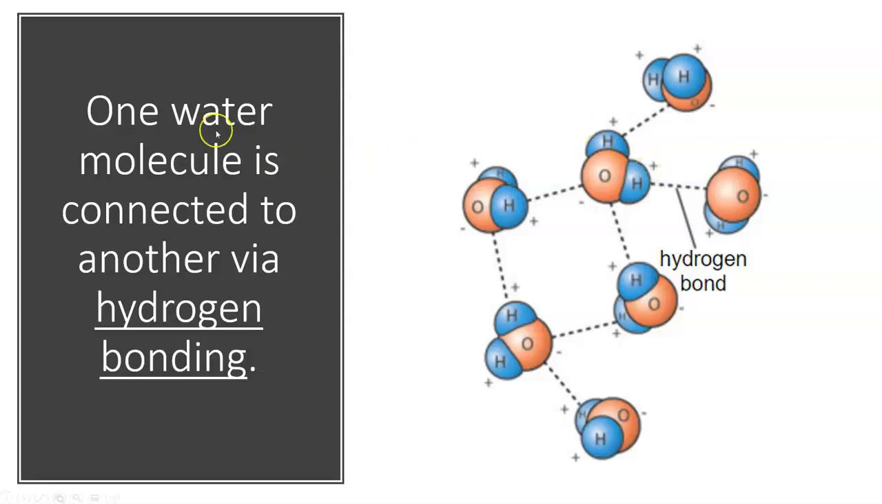But again, one water molecule is connected to another via this thing we call a hydrogen bond. The hydrogen bond is just the attraction of the negative side of one water molecule to the positive side of another molecule. And it is these hydrogen bonds that are responsible for the unique characteristics of water.